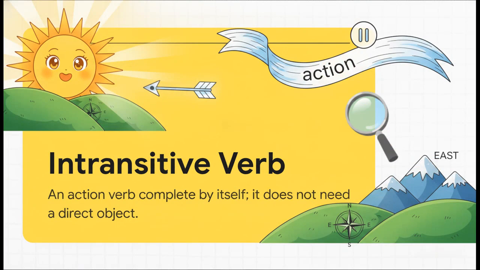On the flip side, intransitive verbs stand perfectly on their own. They don't transfer action to anything else at all. Think about the sentence, the sun rises. Rises what? Well, nothing. The sentence is totally complete just like that. Now sure, we can add adverbs or prepositions to explain how or when it happened, like the sun rises in the east, but in the east is just telling us where, it's not receiving the action of rising.